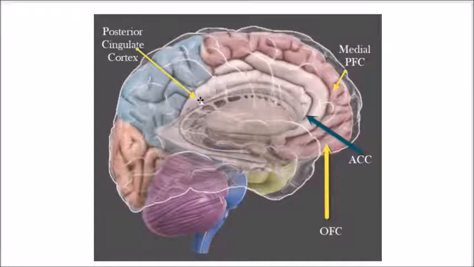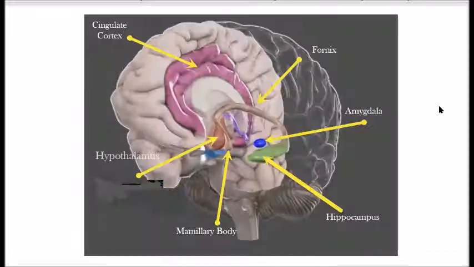And you can also see very clearly labeled the orbitofrontal cortex and the medial prefrontal cortex. Again, sometimes the medial prefrontal cortex is subdivided into the ventromedial, which is kind of in this area, and the dorsomedial here. Now let's look at the limbic system.